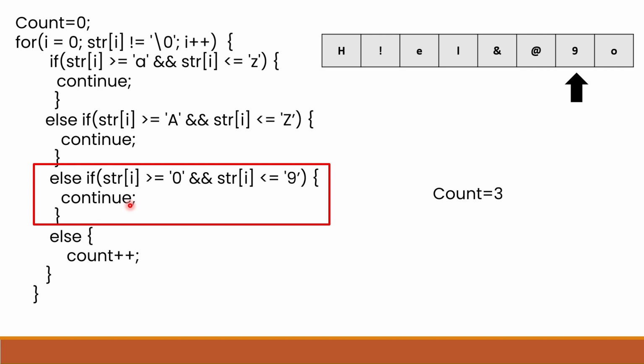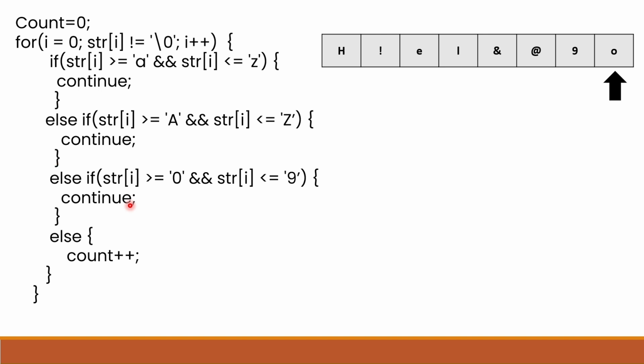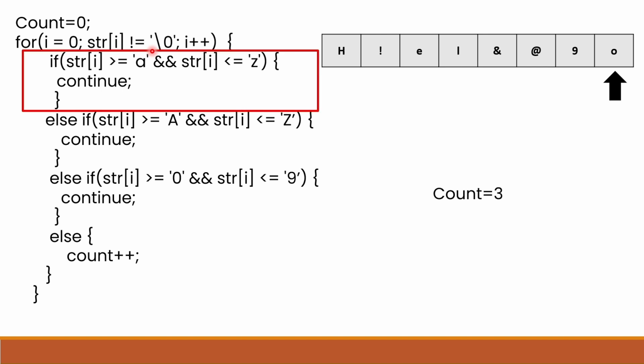So now let's go to the next iteration where str of i's value is O, and we have to check this if condition first, if O is a small letter or not. Yes, O is a small letter, and we have to perform this continue operation. Here we have the str of i value as the null value, and so the for loop's condition will fail and it is ended here. So the for loop will be ended, and the final value of our count is 3, and that count will be printed onto the console.